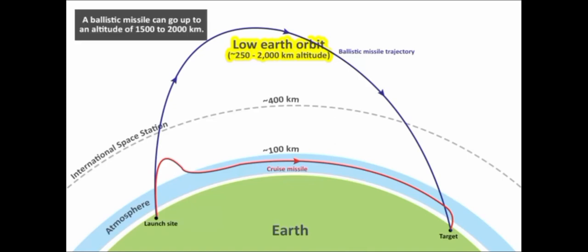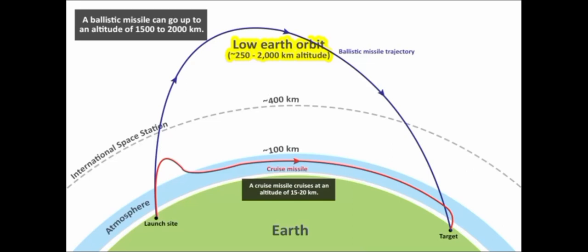A ballistic missile can go up to an altitude of 1500 to 2000 kilometers, which is in the low Earth orbit. This altitude depends on how far your target is. Based on that, a certain altitude will be needed. On the other hand, a cruise missile can go up to an altitude of a few hundred kilometers or even less. It again has to come down at a low altitude to cruise in the air before hitting the target. Now, ballistic missiles don't have an option of cruising.